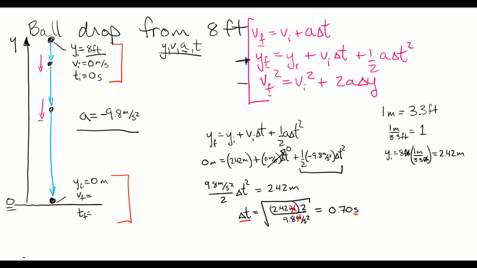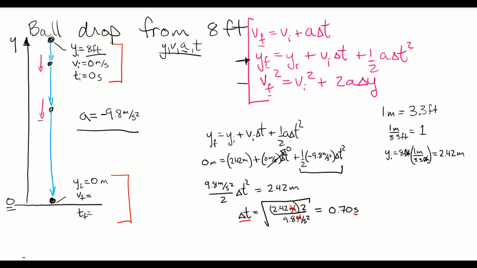You also want to check how realistic this time is. I mean, if you drop a ball from above your head, how long does it take to get to the ground? And 0.7 seconds seems pretty reasonable to me. That's one of the nice things about mechanics and classical mechanics that we're studying in this course: we generally have a decent intuition for the values we expect for things.